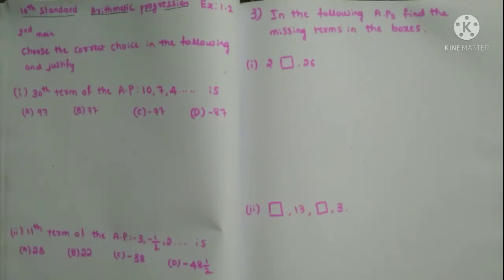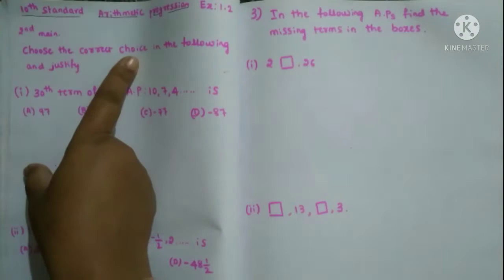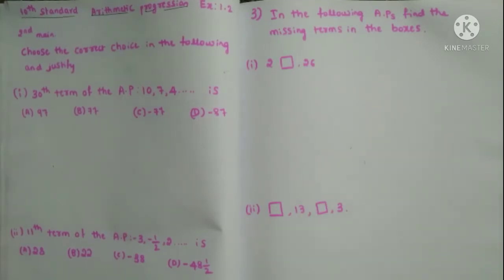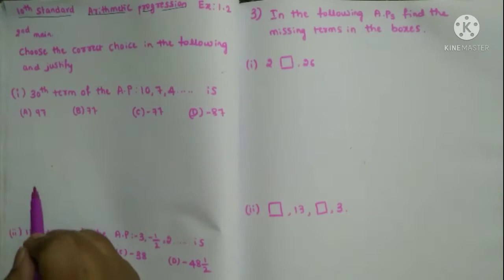They have given: choose the correct choice in the following and justify. Justify means you have to solve the sum. You have to say how that answer is correct. That is a justification. So we'll see now how it is the correct answer. Okay. Now we'll see the first sum.